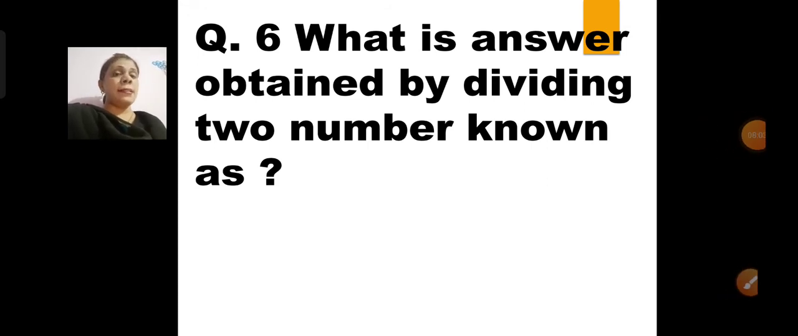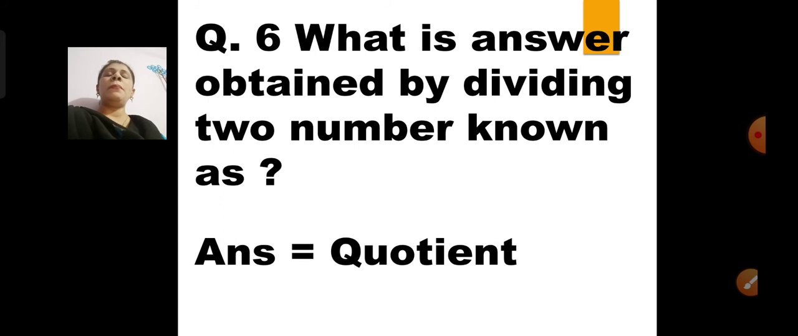What is the answer obtained by dividing two numbers known as? Now children, the answer obtained by multiplying two numbers is known as product. The answer obtained by adding two numbers is known as sum. The answer obtained by subtracting two numbers is known as difference. And the answer obtained by dividing two numbers is known as quotient. What is it known as?